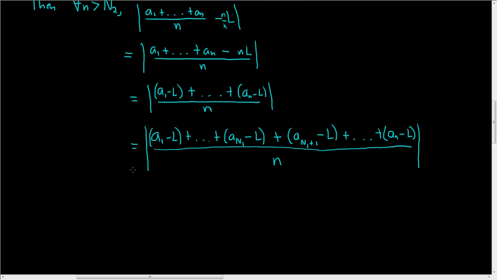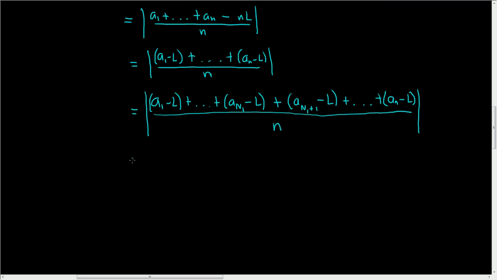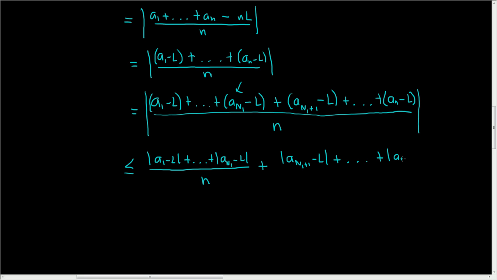Now we can use the triangle inequality several times and write this as, so all of this is less than or equal to the absolute value of a sub 1 minus L plus dot dot dot, and then plus, we have this piece, the absolute value of a sub N sub 1, it's hard to say, minus L, over n, plus, we used it a whole bunch of times here, the absolute value of a sub N sub 1 plus 1 minus L plus dot dot dot, and then plus the absolute value of a sub n minus L, all divided by little n.